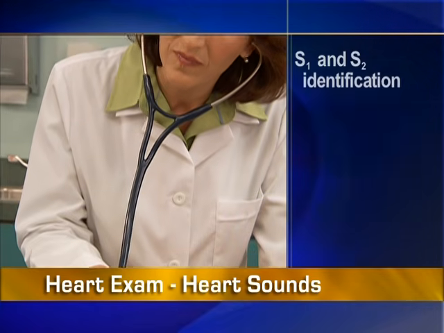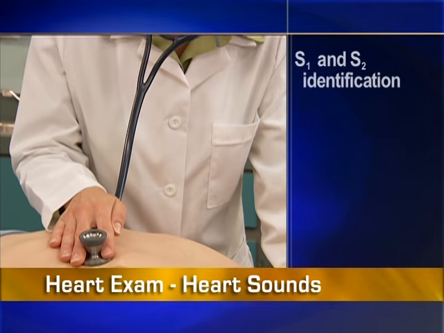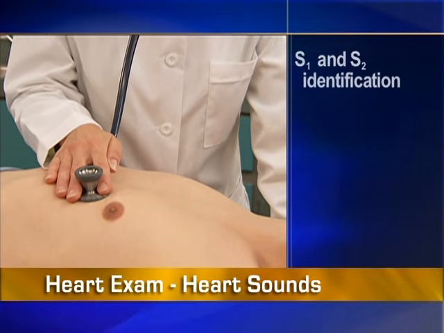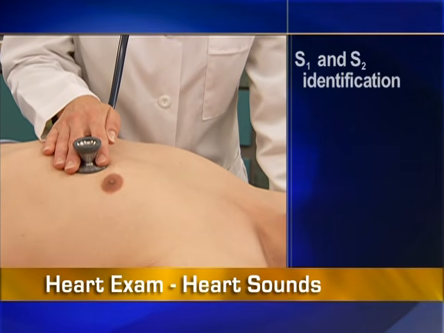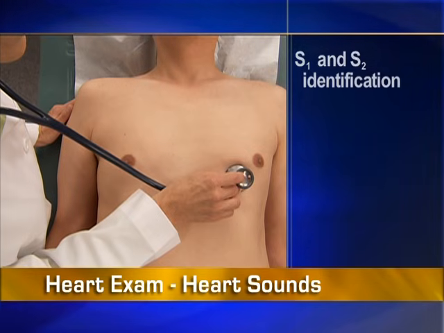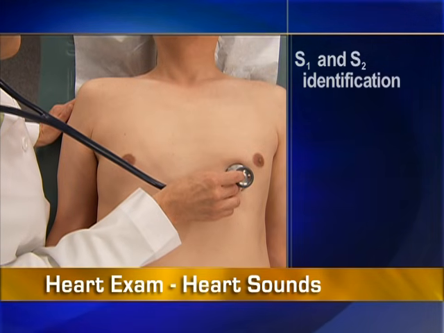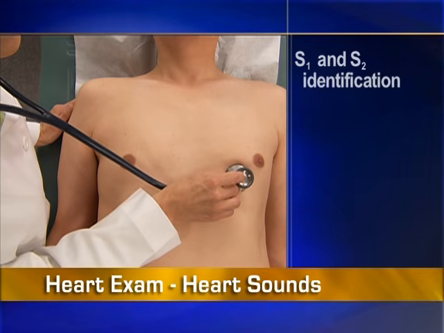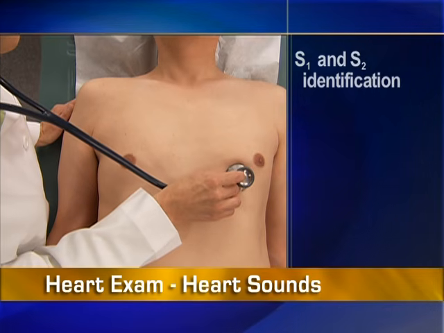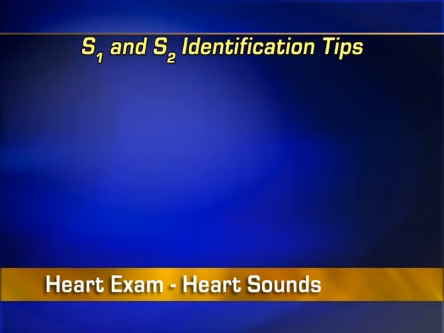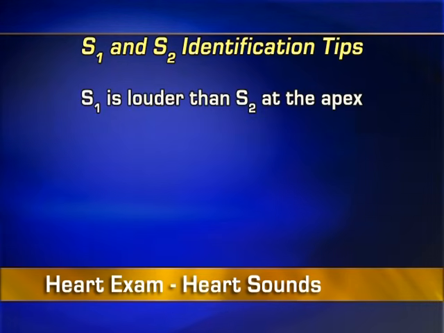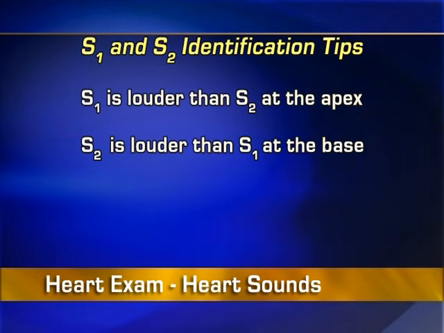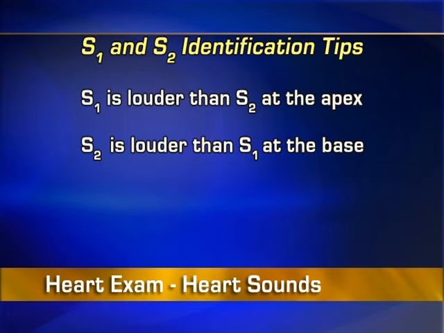Next, identify S1 and S2. Because S1 is the start of systole, it is the reference point for timing all other cardiac sounds. Usually, S1 is easy to identify because you hear two sounds close together, lub-dub, and S1 is the first one. To help identify S1 and S2 accurately, also remember that S1 is louder than S2 at the apex. S2 is louder than S1 at the base.